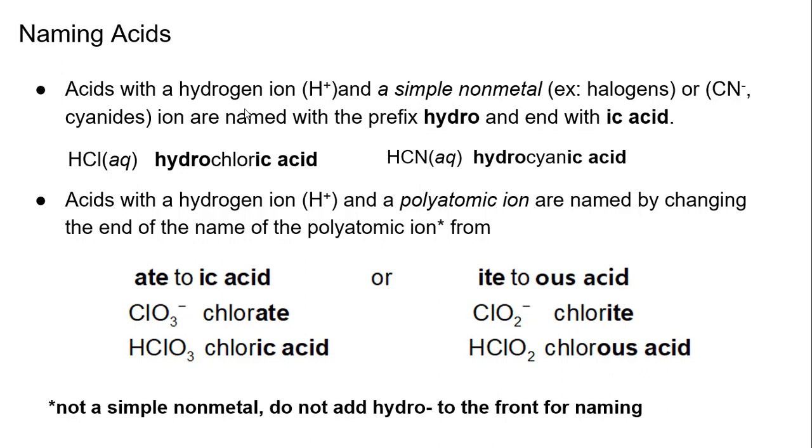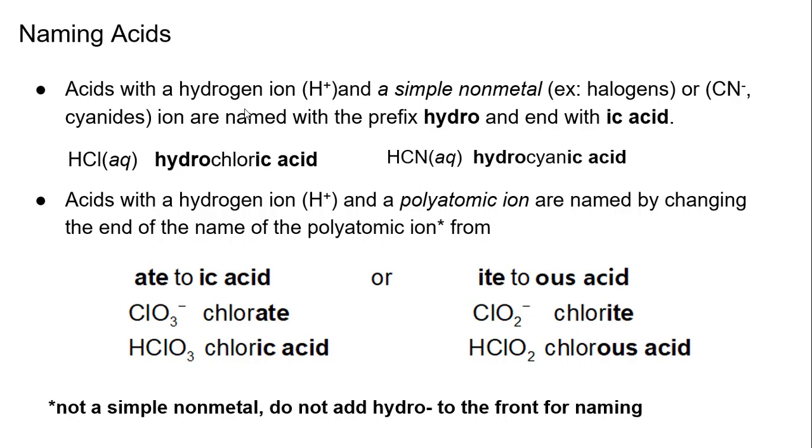Now, acids with polyatomic ions are not as difficult, or maybe sometimes they seem a little bit more difficult than a simple nonmetal. What we do is we don't add hydro in front. Do not add hydro in front unless the hydro is already there for that compound before it became an acid, and it won't be. Then you don't do anything to the front. You only change the back ending. So if you have a word that has an ate at the end, you change it to ic acid, which is the same for simple nonmetals.